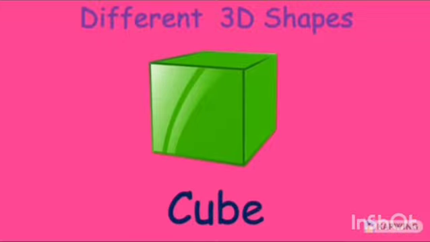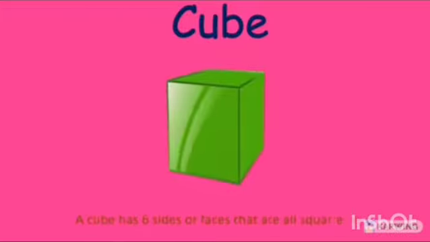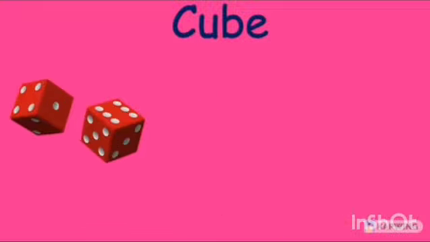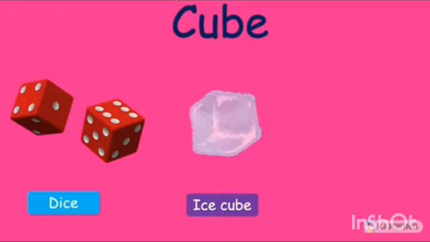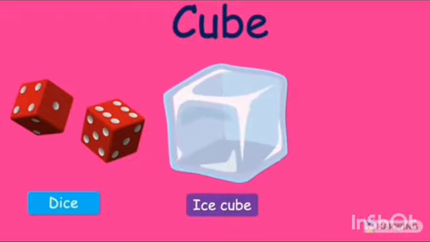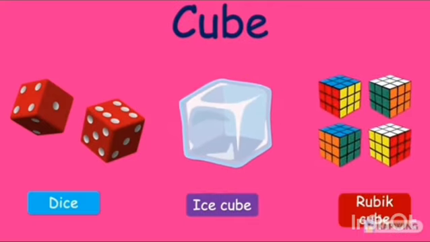This shape is a cube. A cube has 6 sides or faces that are all squares. Here you can see 2 dice in the shape of a cube. Then we can find an ice cube which has 6 sides or faces and they are all squares. And we have got a Rubik's cube and all of them have got the same cube shape.